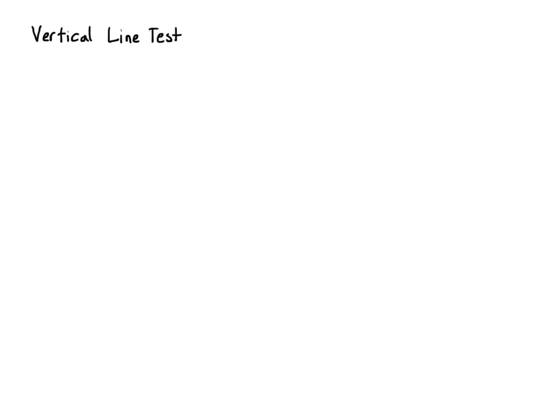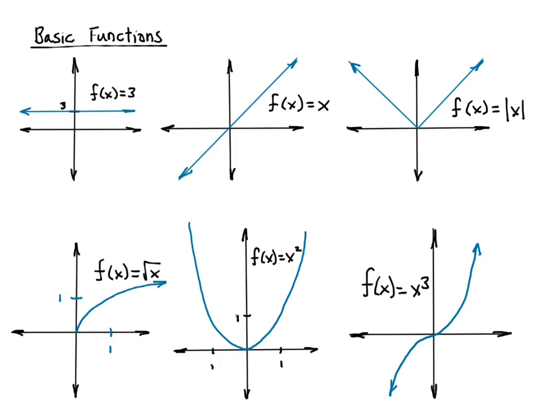Okay, so let's talk about the vertical line test and what this is for. What was the equation for the parabola? Okay, and then yeah, you got the cube and okay, good. Everybody okay? Everybody up?